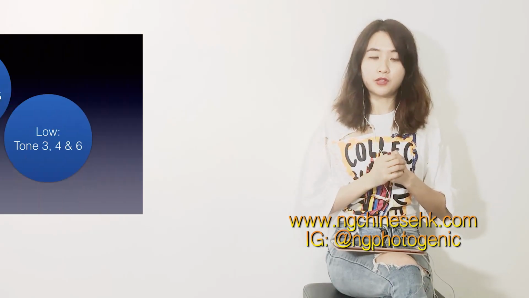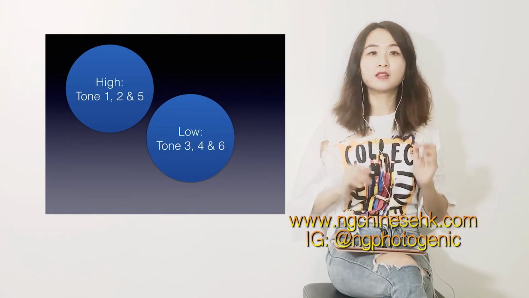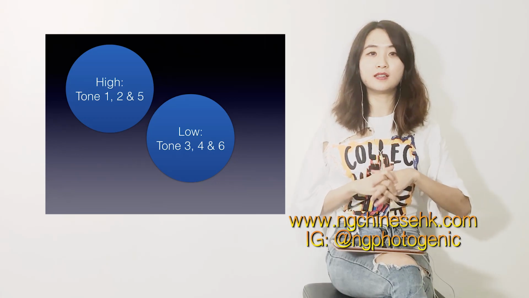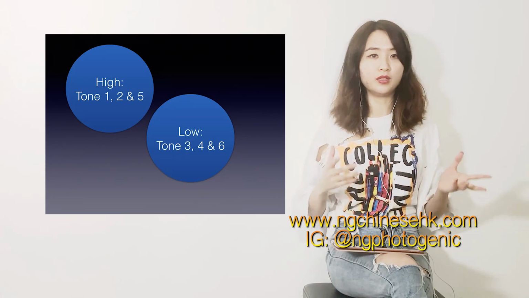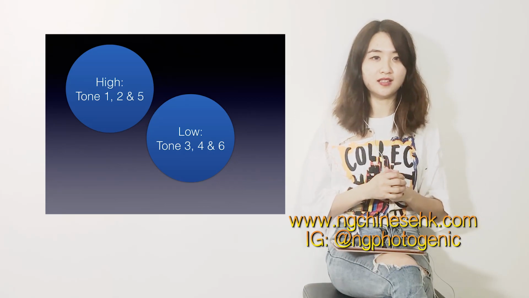All right, so as we know, Cantonese has 6 tones. Now I'm gonna put them into 2 groups. The first group, we call them high tones, and it has tone 1, 2, and 5 in it. And the other one is the low group. So we have low tones, tone 3, 4, and 6 in it.